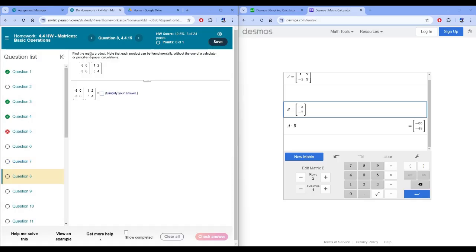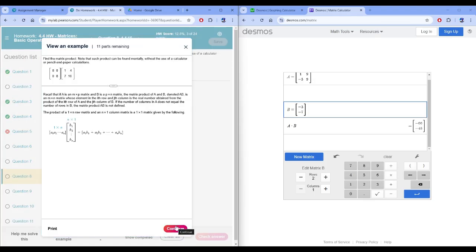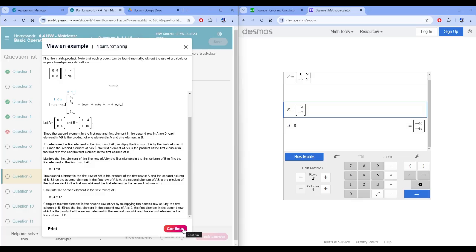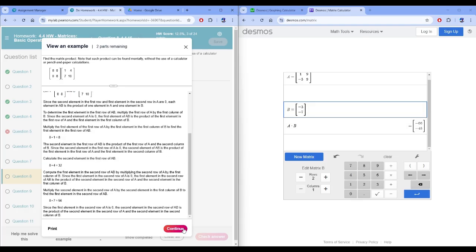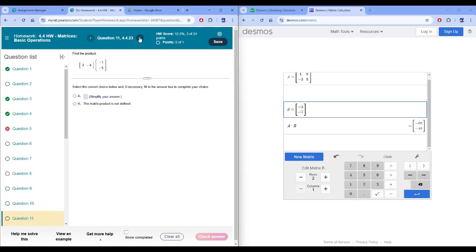Same exact thing here. Find the matrix product. Note the product can be found mentally without the use of a calculator. We can? I think you just gotta multiply the diagonals, right? Yeah, you multiply A1 times A1 and then B, so that's 88. Right, whatever. Use the Desmos calculator. You have the matrix. Done. Multiply, done. Find the product. Done. I mean, easy, right?